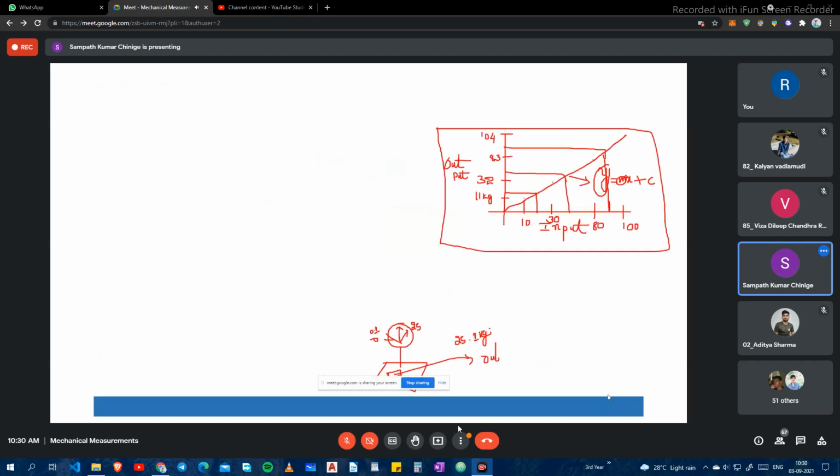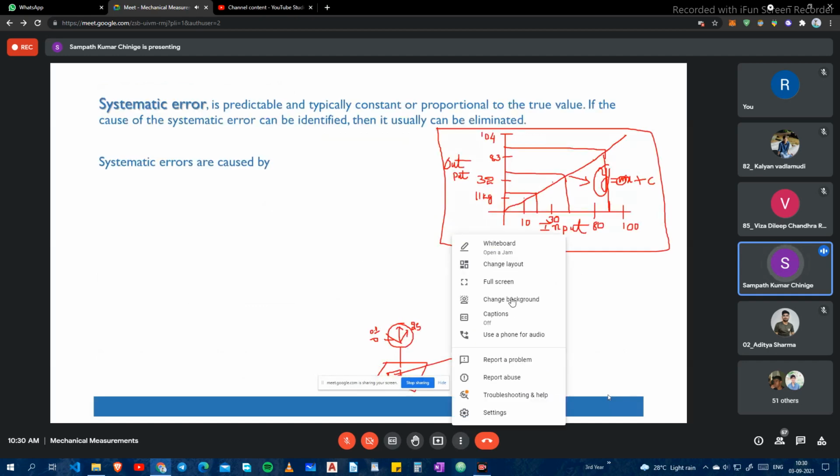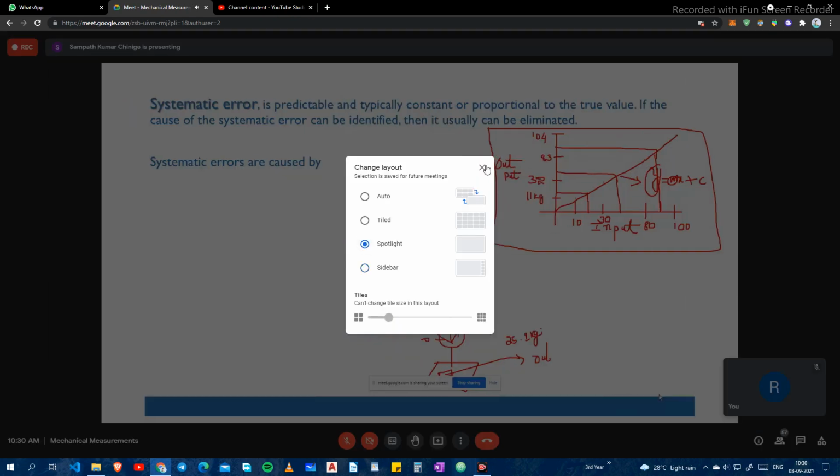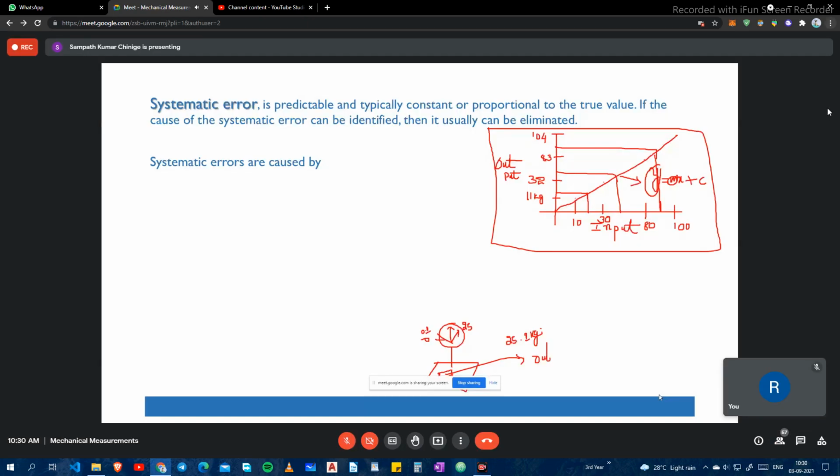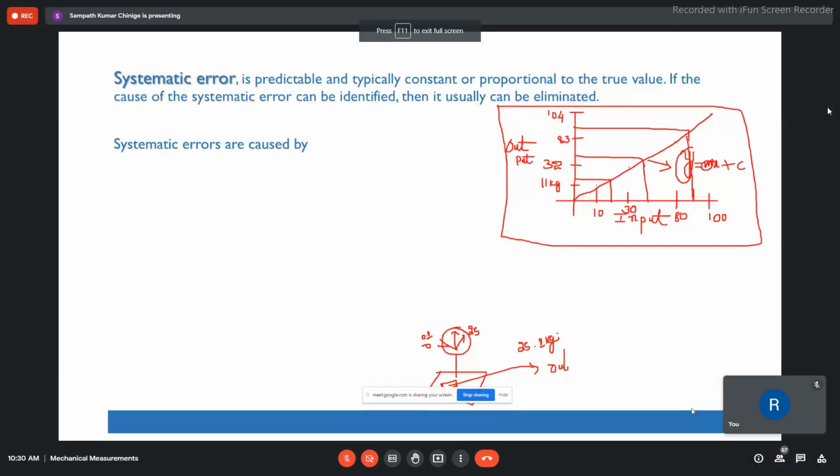Right. Now, how do we solve these systematic errors? That is the question. Systematic errors are predictable and typically constant or proportional to the true value. As I have told you, they are in general constant or proportional to the true value. So if the deviation we are getting is consistent, such errors we call systematic errors. Therefore, we can always find out the reason why this may be happening. By careful observation or by taking proper care in the maintenance of the system, we can always identify them, and they can be eliminated by doing suitable calibration.